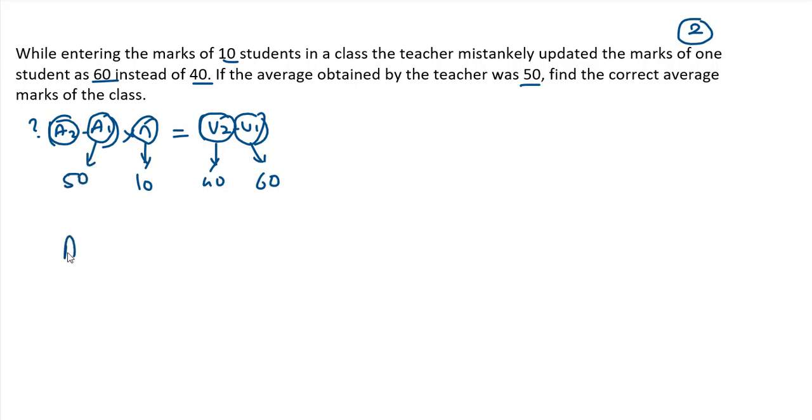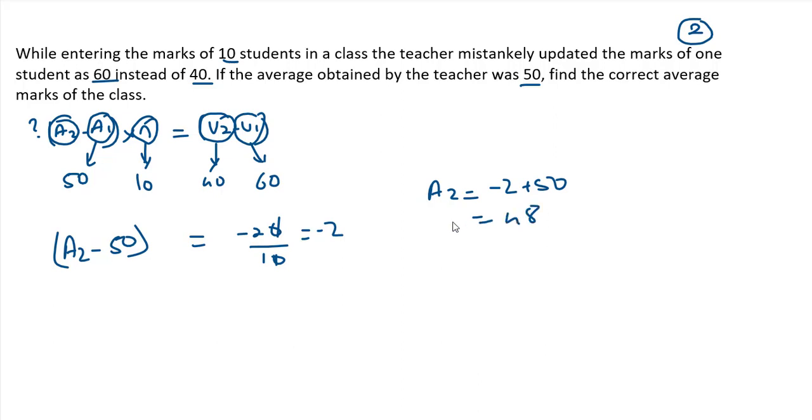So let's solve this. A2 minus 50 will be equal to 40 minus 60, that will be minus 20. Minus 20 divided by 10 will be equal to minus 2. So from here we will get A2, which is the correct average, will be minus 2 plus 50, which will be equal to 48. So again, by using this formula, you can solve these types of problems very easily.